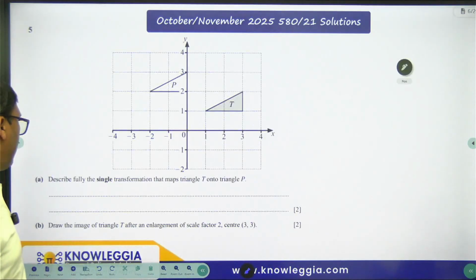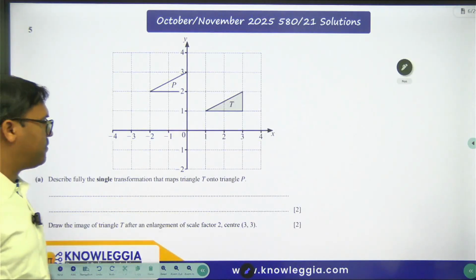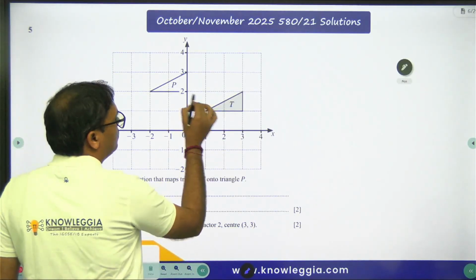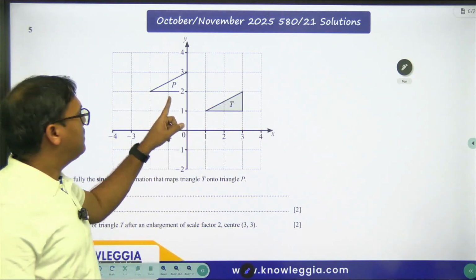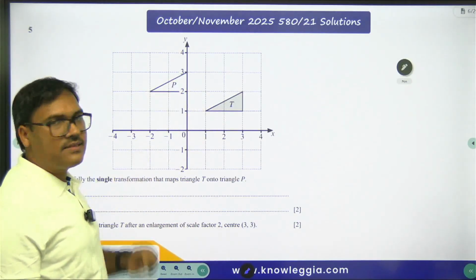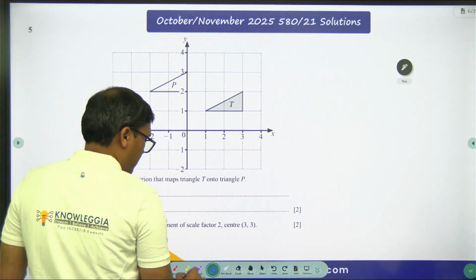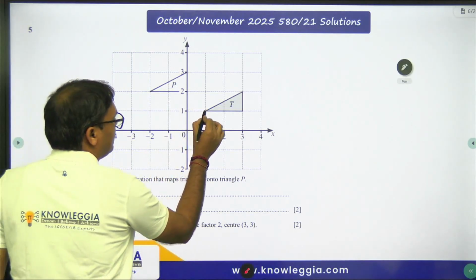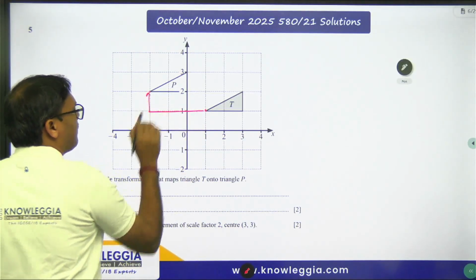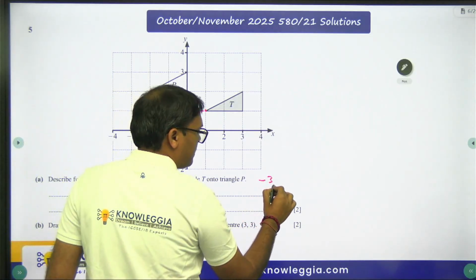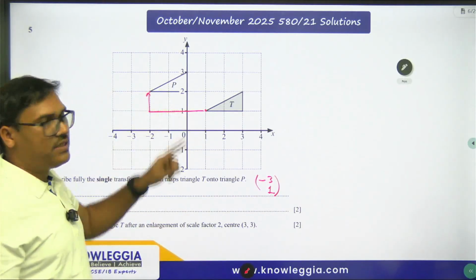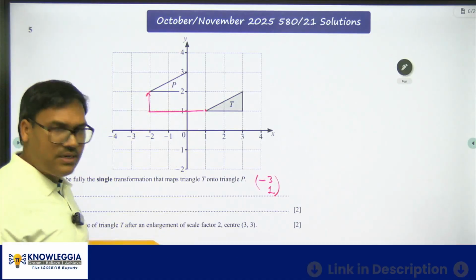Okay. Now the next question. Describe fully the single transformation that maps triangle T to P. You can clearly see this is just a translation, because there is no change in the size and no change in orientation of the figure. You have to write the translation vector. You can see this point is going to this, which is 3 units to the left and 1 unit up. So this is the translation along the vector minus 3, 1. You can check this triangle. So minus 3, 1 is the correct answer.